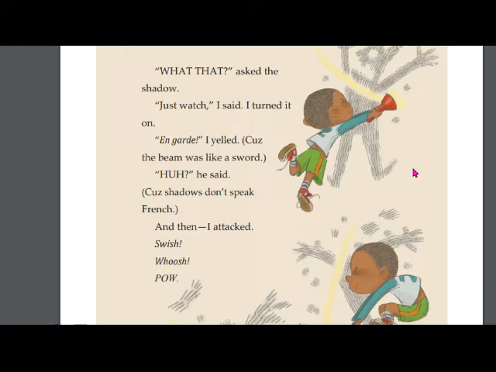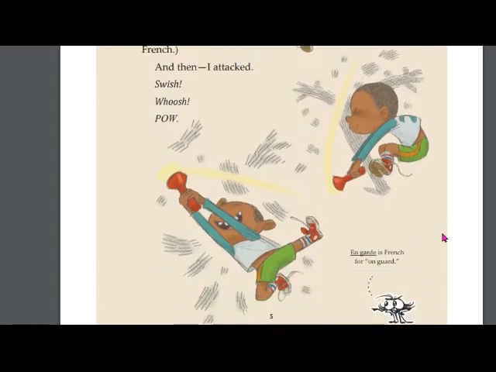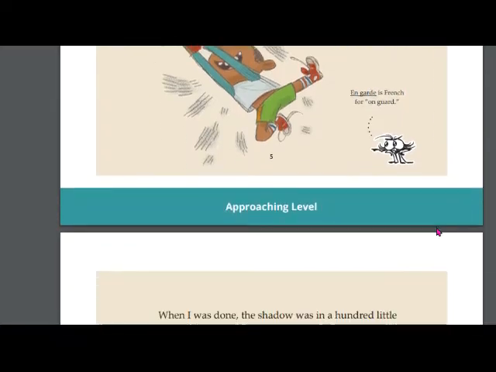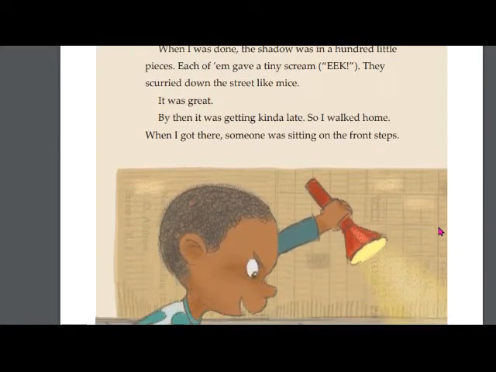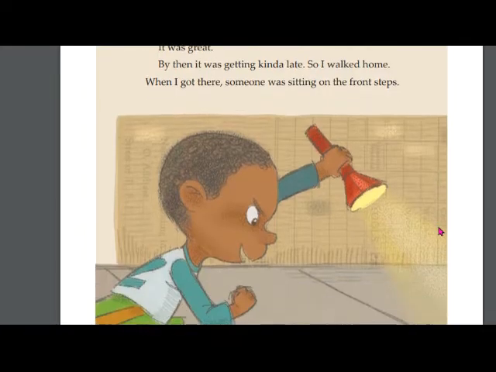Just watch, I said. I turned it on. On guard, I yelled, 'cause the beam was like a sword. Huh? He said, 'cause shadows don't speak French. And then, pew, pew, I attacked. Swish, whoosh, pow. On guard is French for on guard. When I was done, the shadow was in 100 little pieces. Each of them gave a tiny scream. Eek! They scurried down the street like mice. It was great. By then it was getting kind of late, so I walked home.